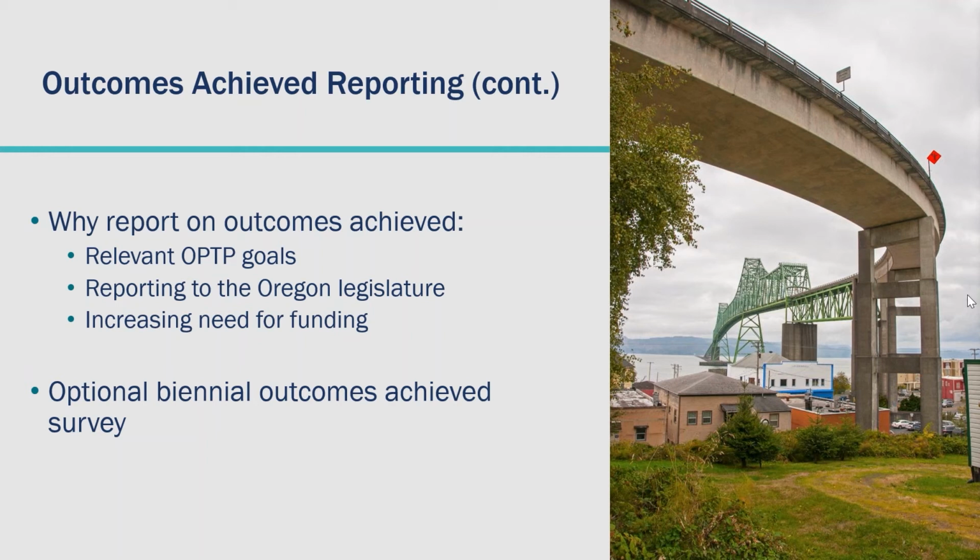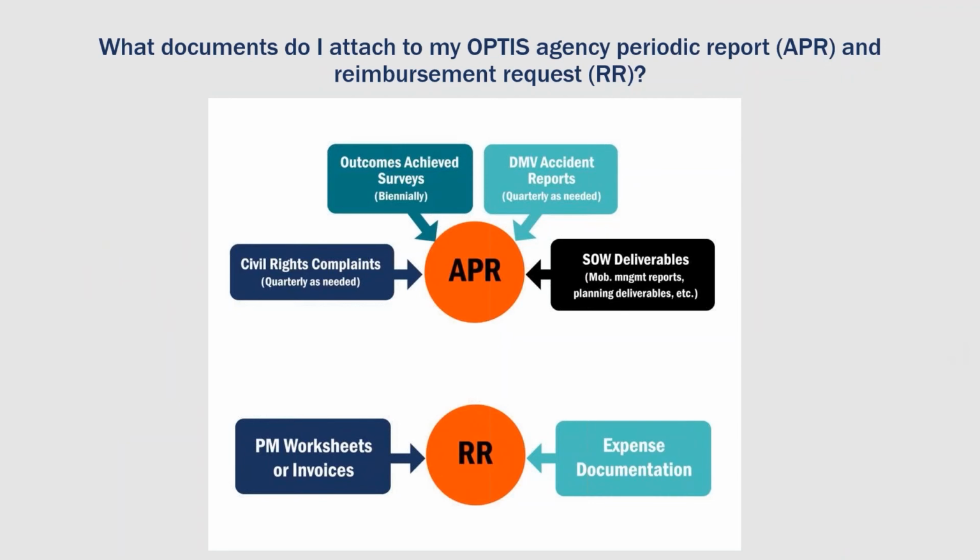So I think that's it for outcomes achieved reporting. Here is a simple graphic about documents that are attached to the APR and reimbursement requests. If you want more information about the documentation, that is available on the ODOT website, or you can reach out to myself or Miley Bowles to learn more about documentation submitted through these two portals.